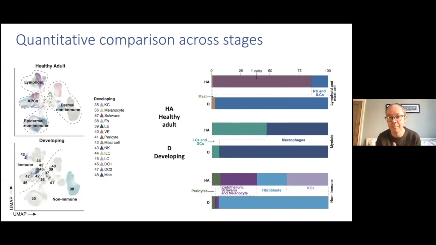And so perhaps some of the complexity isn't really captured in these bar graphs. In the stromal compartment, it's almost exclusively fibroblasts in developing skin, but we can see pericytes, endothelial cells, Schwann cells, and melanocytes appearing in adulthood. So quantitatively, the change across stages is one of increasing complexity.